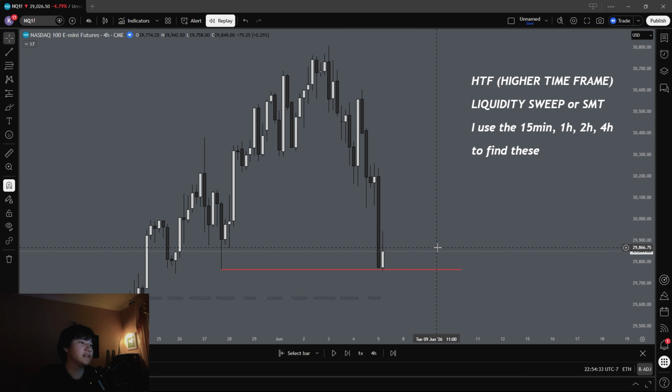Now I usually like to find these liquidity sweeps on either the 15-minute, the 1-hourly, the 2-hourly, or even the 4-hourly. The reason why we use higher time frames is because they are stronger and they are more likely to play out than the lower time frames. They have a stronger confidence to them and they can make your trades go crazy.